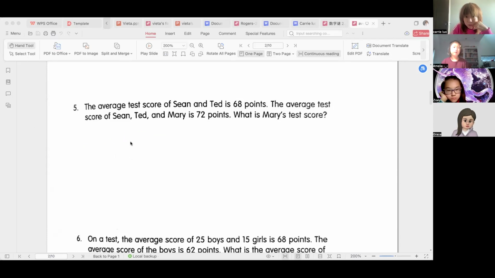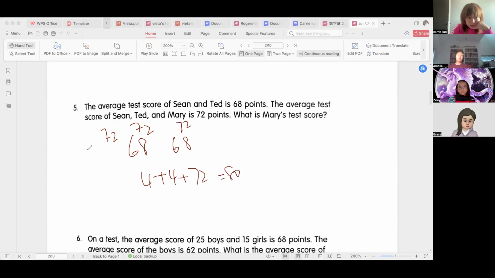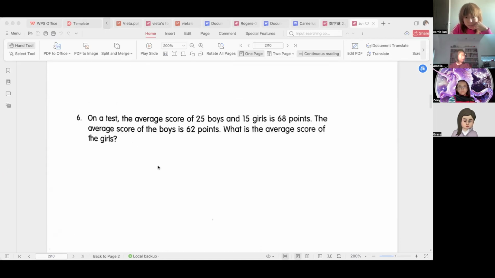But we can also think about it. We have 68, 68. And now Sean, Ted, and Mary is 72, 72, 72. So you can just use 72 minus 68 equals 4. So 4 plus 4 plus 72 equals 80. That is Mary's point. Okay, much quicker. You don't have to do a big number of division.